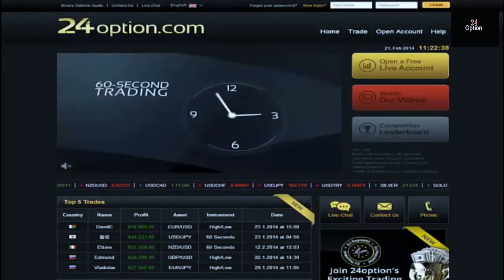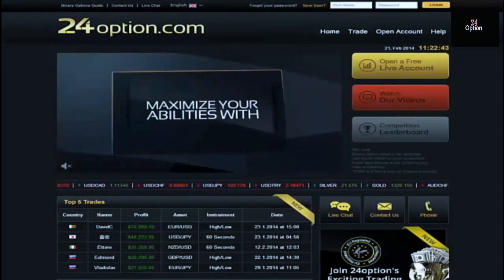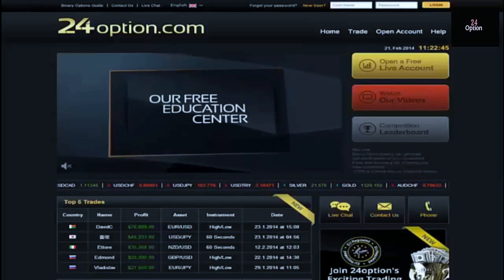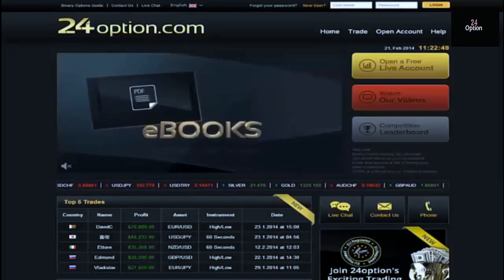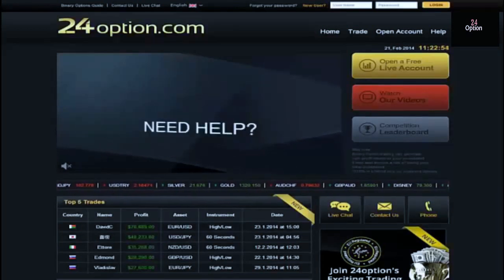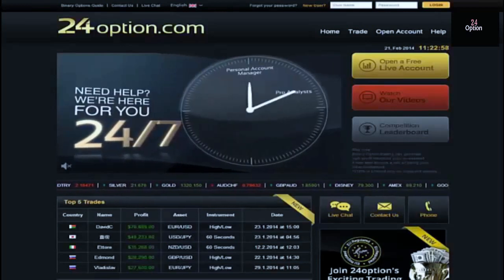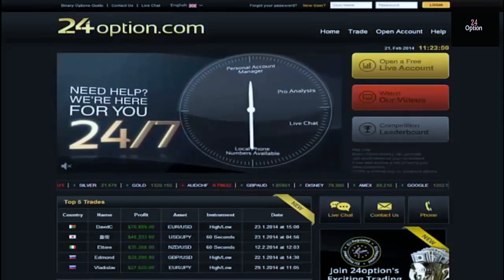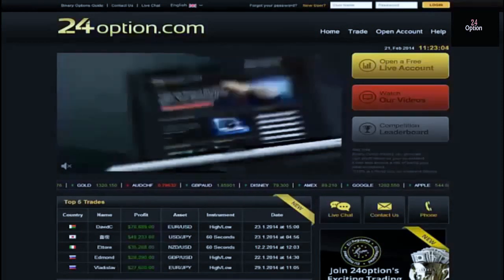above and below options, one-touch options, as well as their short-term options, which include 60-second options. Additionally, I will discuss the assets that are traded within the 24Option binary option platform, the different expiry methods, the payouts that are offered by 24Option, deposits, withdrawals, and their customer service.